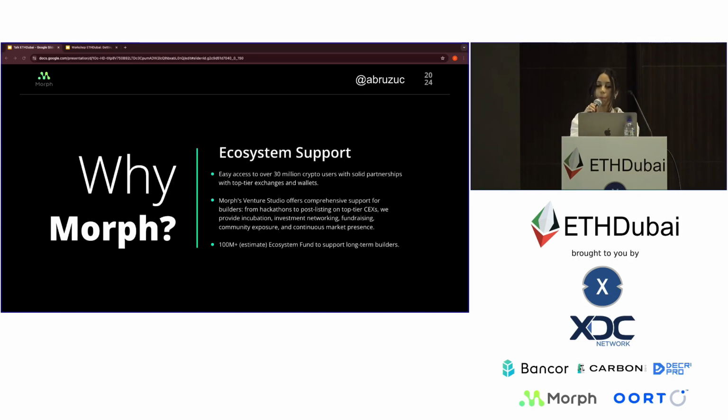So why Morph? Basically, we are giving a lot of developer incentives, which is easy access to over 30 million crypto users with solid partnerships with Bitget, and wallets like Bitget Wallet and Trust Wallet. We also have a venture studio, which implies that we are offering support for builders, from hackathons to post-listing on exchanges. We provide incubation, investment networking, fundraising starting from 10K, community exposure, and market presence. We have an estimated 100 million ecosystem fund to support long-term builders.